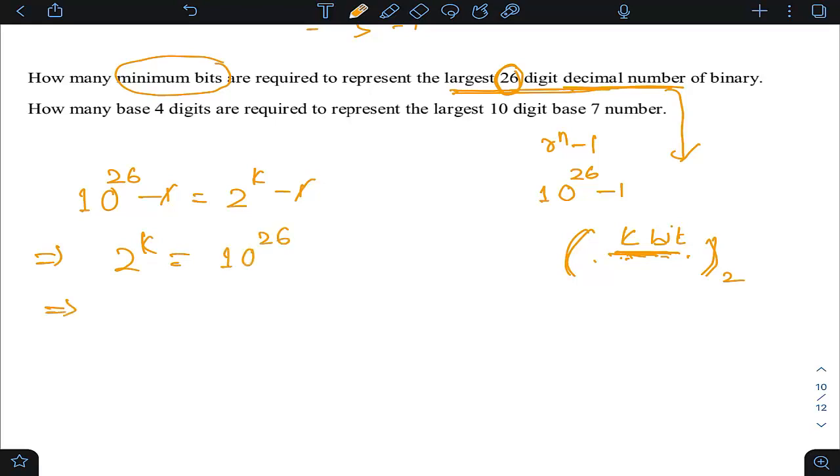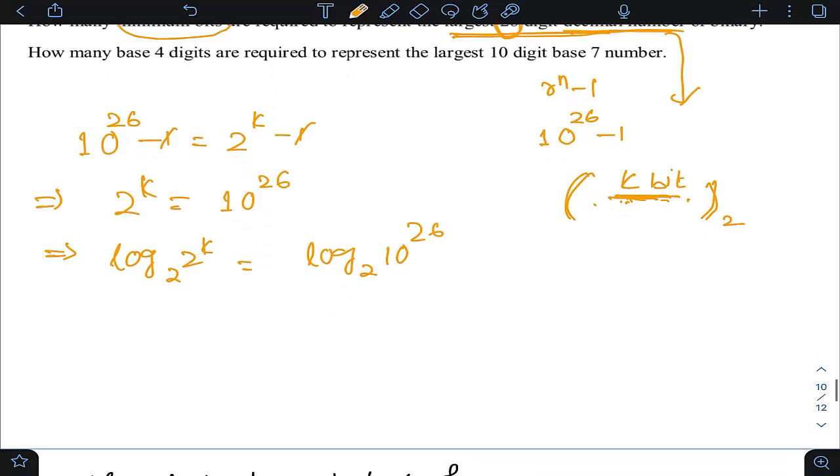So how do you get the value of k? Take log base 2. Log base 2 of 2 power k is equal to log base 2 of 10 power 26. So this implies k equals 26 log base 2 of 10. If you simplify this, students, by taking a calculator, this is coming as 86.37. So the value of k is coming as 86.37.